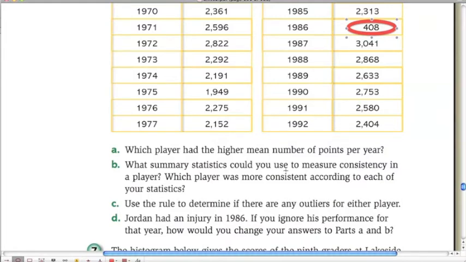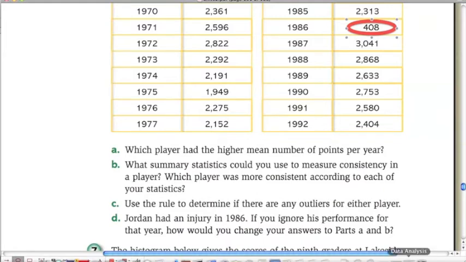If we take that out, what's going to happen to, in Part A, the mean, and in Part B, we compared the interquartile range versus the standard deviation. Interquartile range was better in Part B because there was an outlier. And since the standard deviation is based on the mean, which is sensitive to outliers, you can't really use it if you have an outlier. But we've solved that problem in Part D by taking out the outlier, which means now we should compare standard deviations between Kareem and Michael Jordan in order to see which one is more consistent.